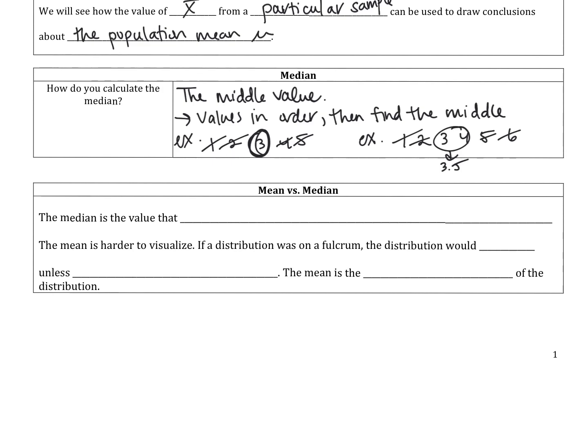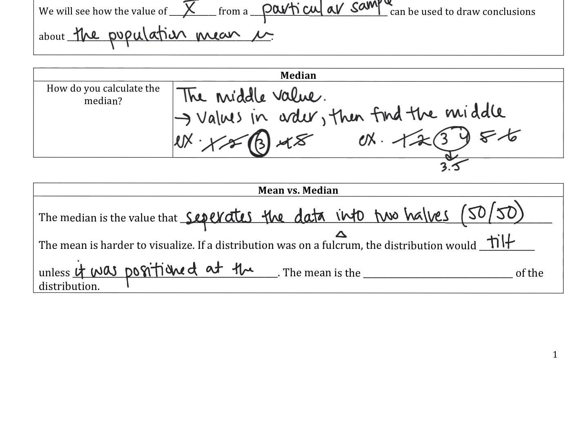All right, let's talk about the mean versus the median. Remember, the median is the value that separates the data into two halves. It's the middle. So we've got 50% on each side. The mean is a little bit harder to visualize because the mean is like the tipping point. If a distribution was to sit on a fulcrum, like a little balancing beam, the distribution would tilt unless it was at the mean. The mean is the balancing point of the distribution, but that might not necessarily be directly in the middle, depending on the shape of the distribution.